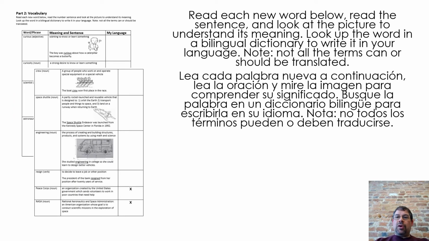Read each new word below. Read the sentence and look at the picture to understand its meaning. Look up the word in a bilingual dictionary to write it in your language. Note, not all the terms can or should be translated.